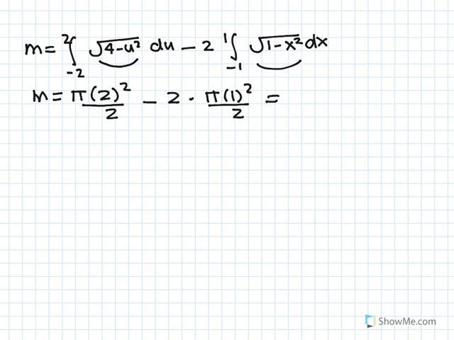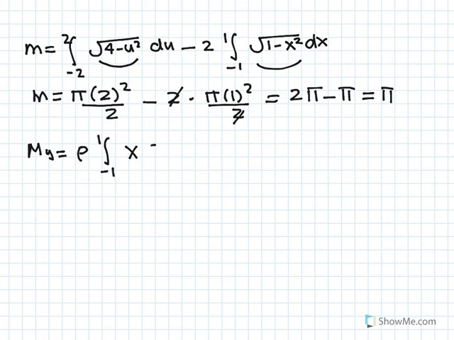So we get 4 over 2, that's 2, we get 2 pi, and the 2 cancels out, 2 pi minus pi is equal to pi. Now let's look at the moment with respect to the y-axis. The moment with respect to the y-axis is equal to rho times the integral from -1 to 1 of x times f of x minus g of x, integrate with respect to x.